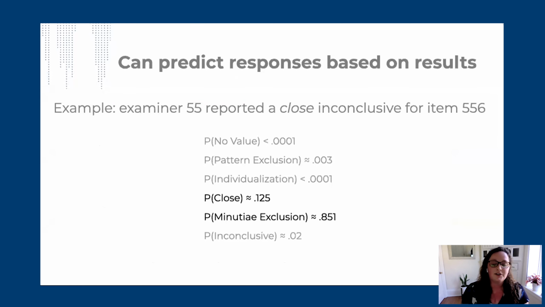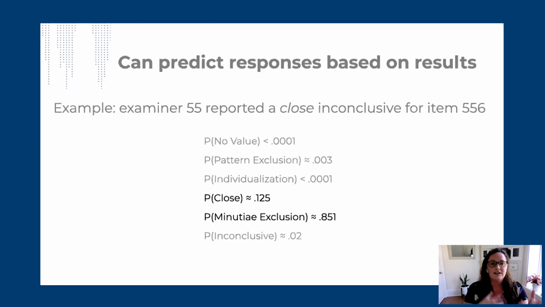Another thing that these results are useful for is we can predict responses based on results. So for example, examiner 55 reported a close inconclusive for item 556. And so based on the results from the model, we can estimate probabilities of observing a no value, a pattern exclusion, an individualization, and an inconclusive are all very small. The probability of observing a close inconclusive was estimated to be 0.125, and then the probability for a minutia exclusion was estimated to be 0.851. And so here, this is an example of where the model is expecting a different answer than what was given in the black box study.